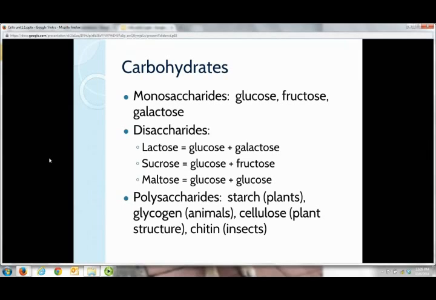Lactose is composed of glucose and galactose. This is your common milk sugar. Sucrose, which is your common table sugar, is glucose and fructose together. And maltose is a malt sugar, and that's glucose and glucose attached together. With the polysaccharides, we have a few different forms. Starch that you'll find in plants, glycogen in animals. Cellulose is also found in plants but is more structural, and then chitin that you'll find in insects.